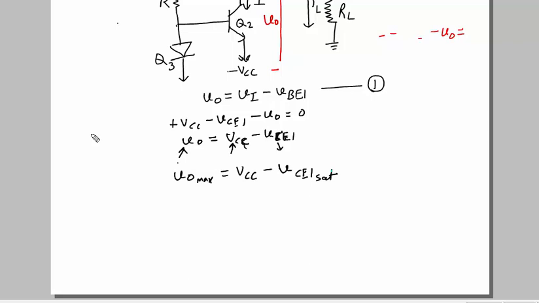Now what is the minimum value of V0? The minimum value of V0 will occur in two conditions. One condition is when Q1 goes to cutoff, and the second condition is when Q2 goes to saturation. So in the negative direction the limit of the linear region is determined by two conditions. First, by turning Q1 off.